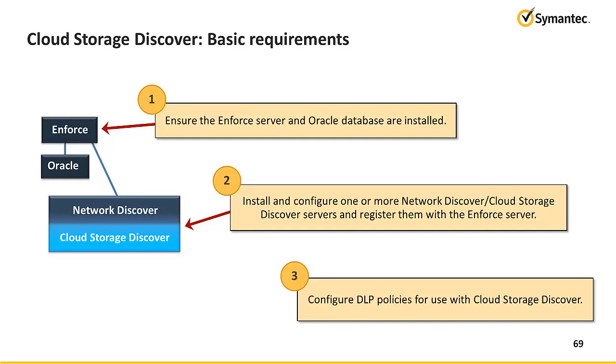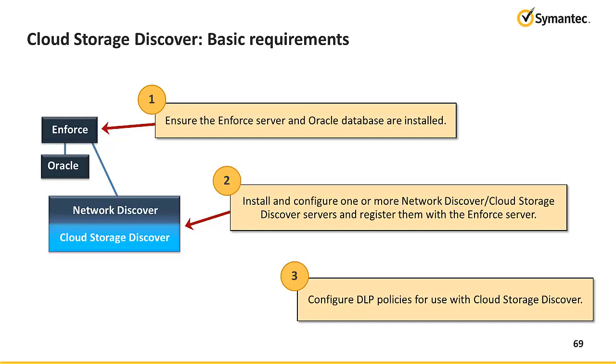Scanning rates will vary, but Cloud Storage Discover can scan at a rate of up to 23 gigabytes per hour. For details on the installation, see the Symantec Data Loss Prevention Installation Guide, which has separate versions for both Windows and Linux, or review the Symantec Data Loss Prevention Install and Deploy training module. For the latest DLP system requirements, please see the Symantec Data Loss Prevention System Requirements and Compatibility Guide.